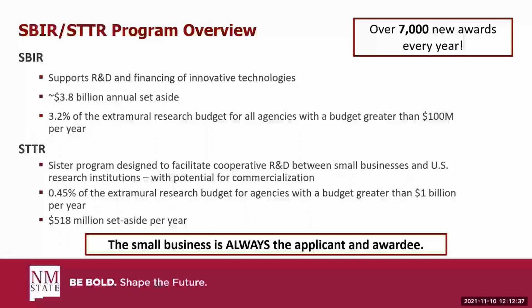Something to remember: the small business is always the applicant and awardee. So when we start talking about STTR and partnering with a research institution, the research institution will never be the applicant or the awardee. The small business is always the applicant and the awardee. And these two programs collectively equate to about 7,000 new awards every year. So it's a pretty big and robust program.